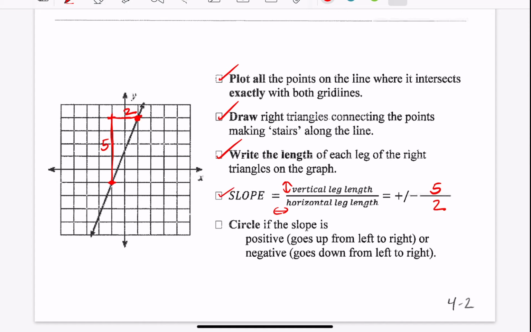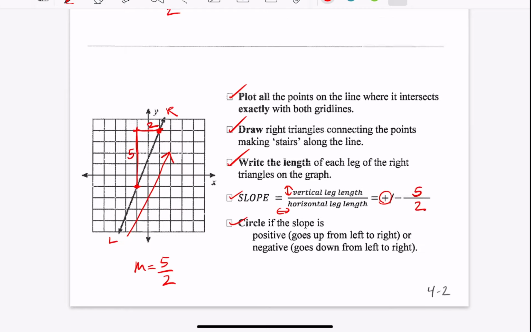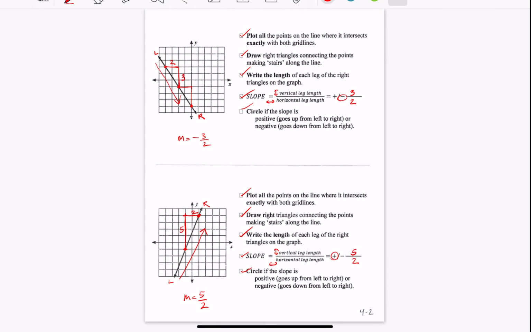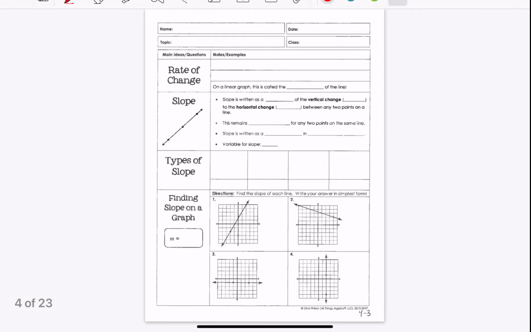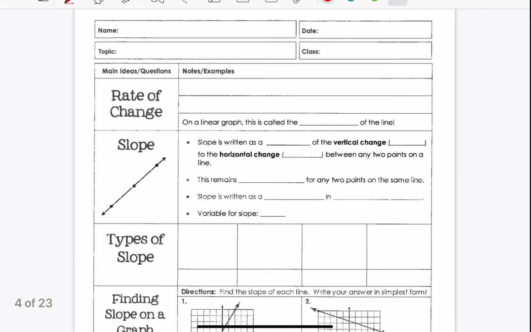And then this is the left end of the line. This is the right end of the line. So from left to right, it's going up. So this is a positive slope. So my slope is positive 5/2. So that's kind of a deep dive into what you need to do to find the slope of a line. So when we go to the next page, let's look at the notes for what slope really means.